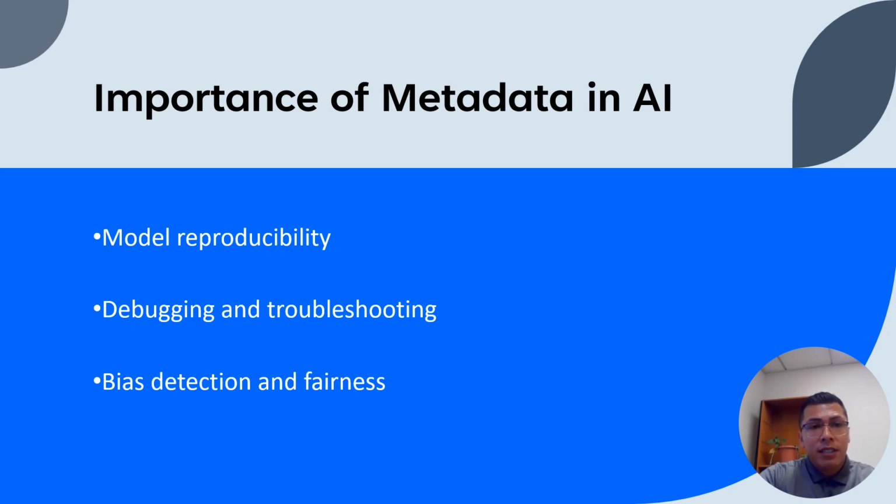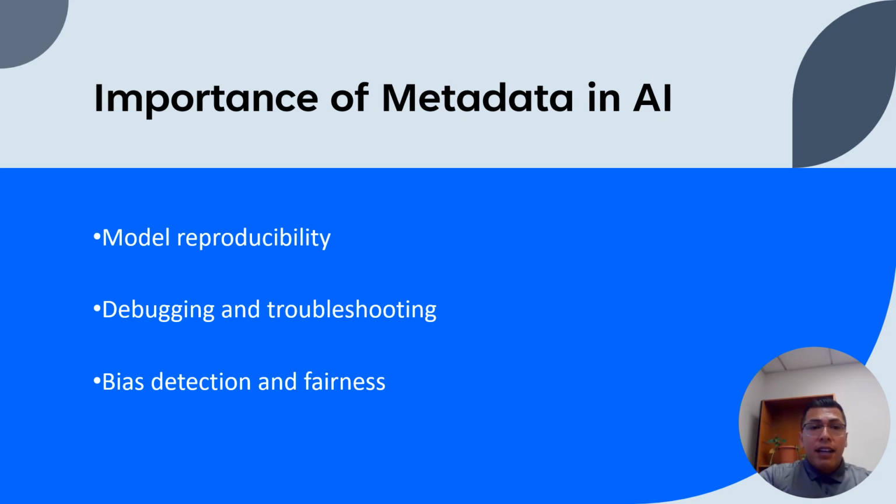Bias detection and fairness. Metadata can help identify potential biases and fairness issues in AI systems by providing insights into the data, models, and processes used in their development. By shedding light on potential sources of bias, metadata can guide efforts to mitigate these issues and promote the responsible and ethical use of AI technologies.